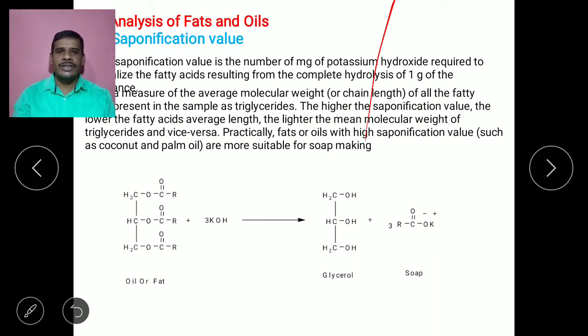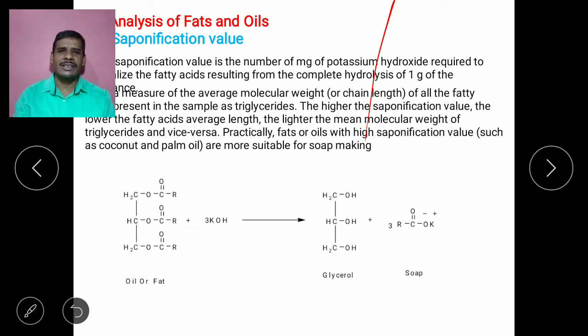Saponification value is defined as the number of milligrams of KOH or NaOH required to neutralize or saponify 1 gram of the oil or fat. That is also what we call the saponification value. Actually, saponification is nothing but one type of neutralization reaction, or we can say one type of hydrolysis reaction.